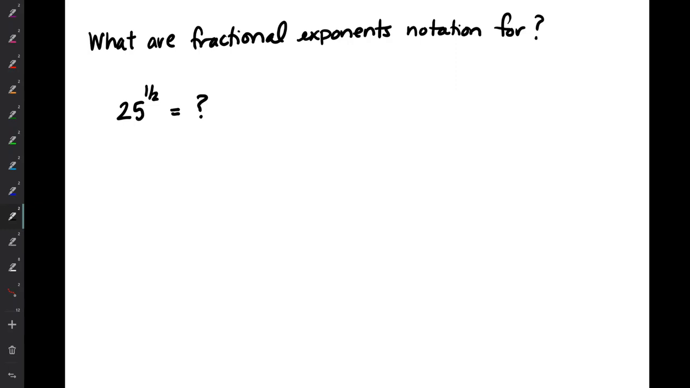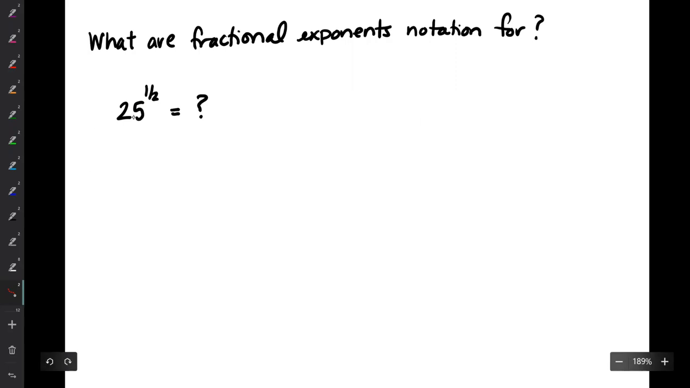In this video, we are going to discuss what fractional exponents are in preparation for doing homework in section 10.1. So what on earth is 25 to the 1/2 notation for? It's not notation for 25 times itself half a time. That would be kind of silly.